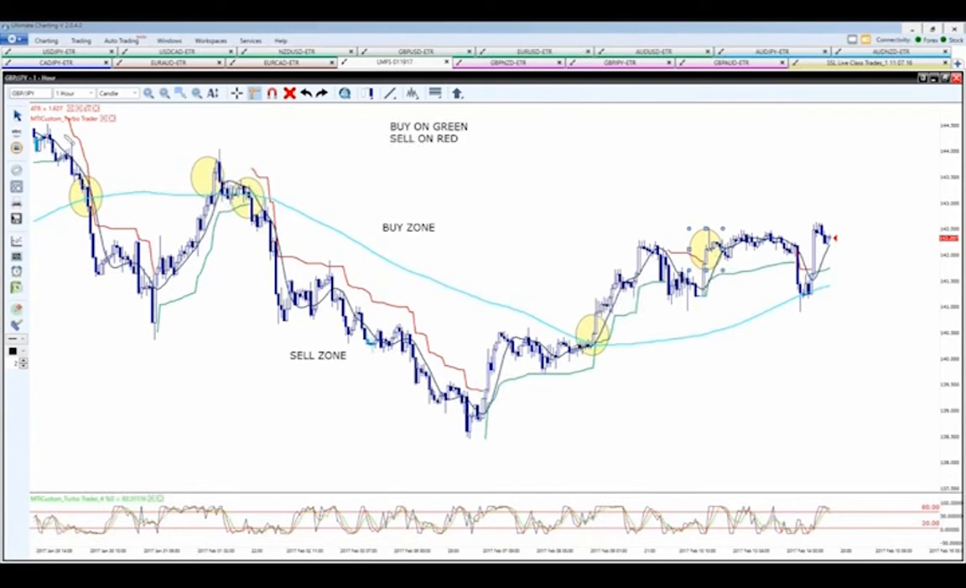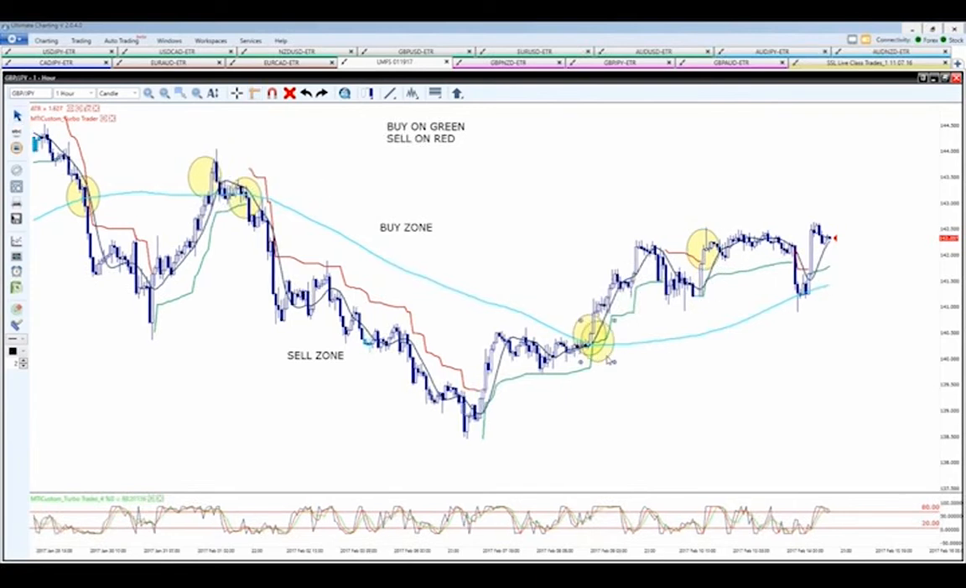And then this is the most recent one right here. It just told us to buy right there. Bam. We're in the buy zone. Green indicator, we buy right there. It looks like we're down a little bit on it, about 17 pips. But as you can see here, we would have captured 122.